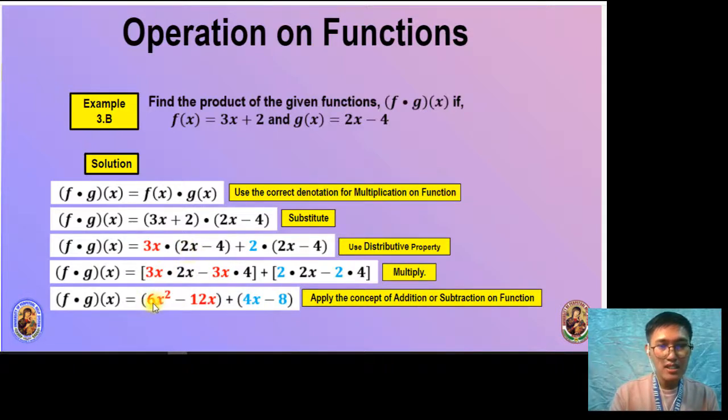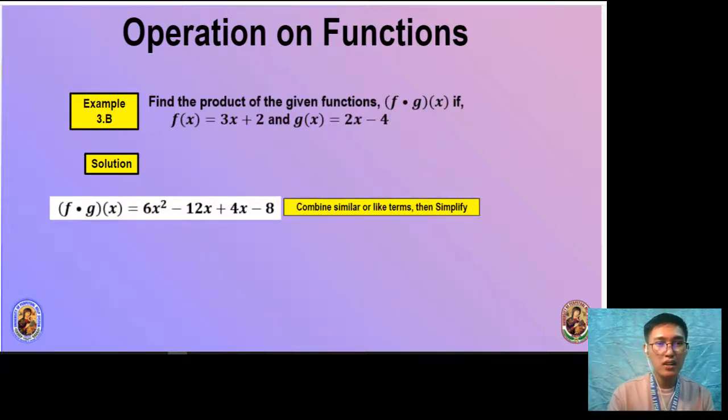Final answer, we got here 3x times 2x, and that would be 6x squared. 3x times negative 4, that would be negative 12x. And to this part, 2 times 2x, we have positive 4x. And positive 2 times negative 4, we got here negative 8. Then, of course, let's proceed with addition. Just distribute the positive sign in the addends. We get here positive 4x minus 8.